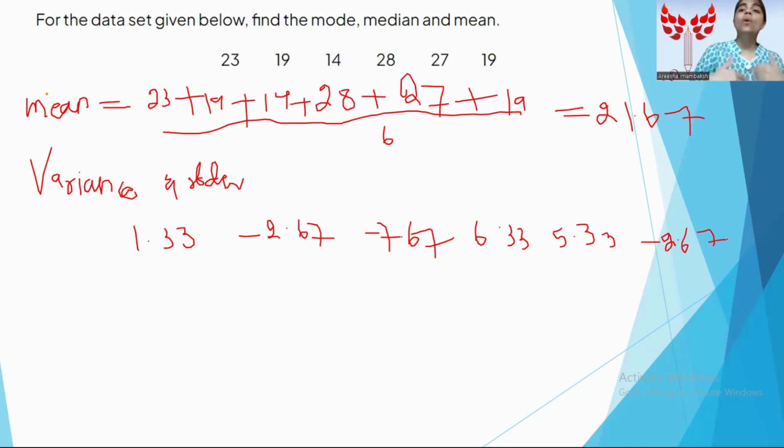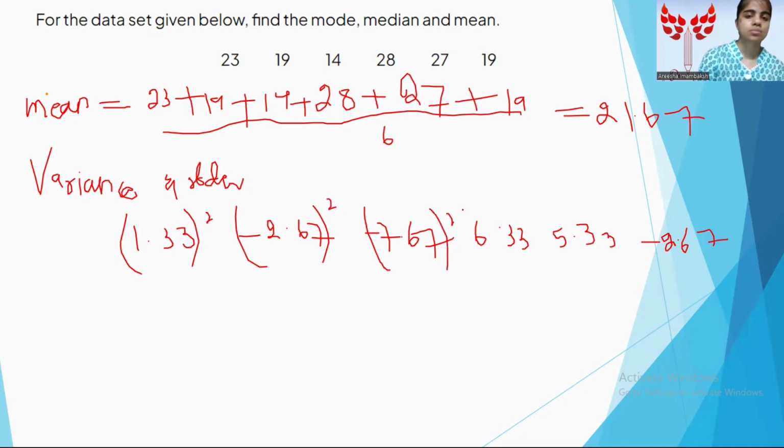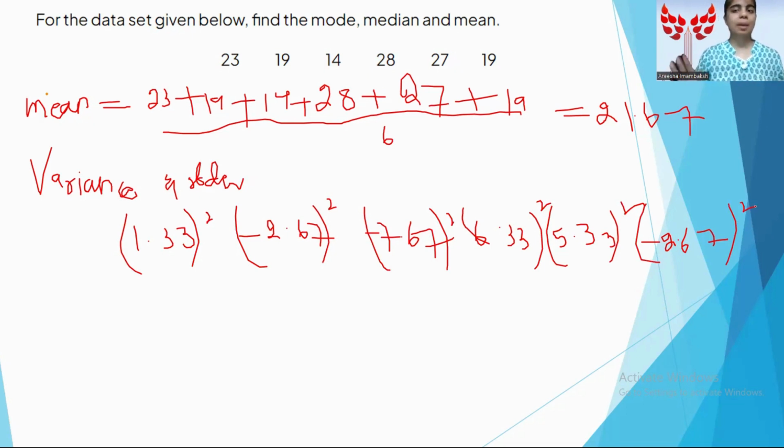Then what do you do? You square these differences. Okay? You have to square them. Once you square them, then you add them. You sum them up. Sigma. Remember? Okay? So you will add them.